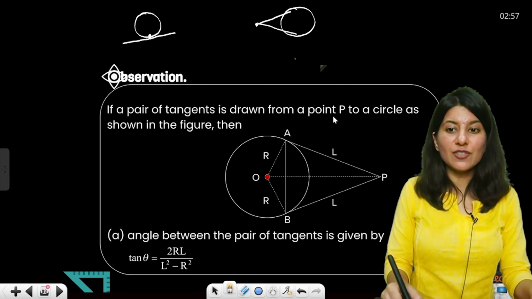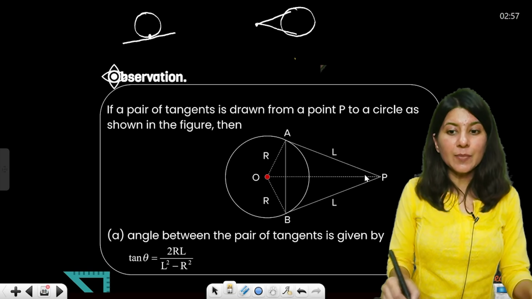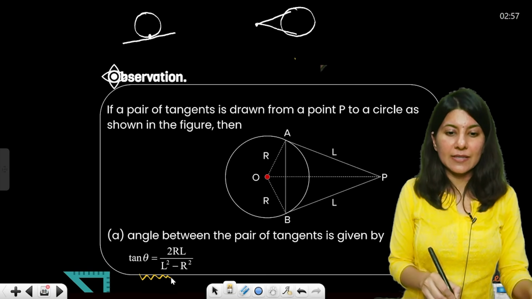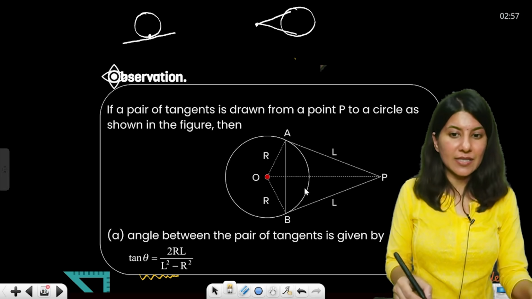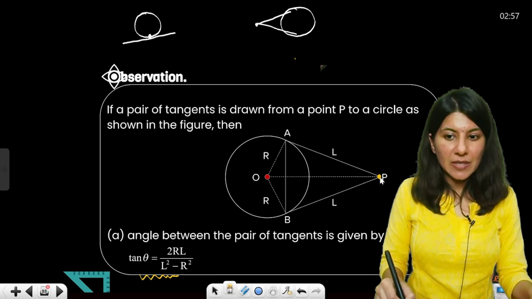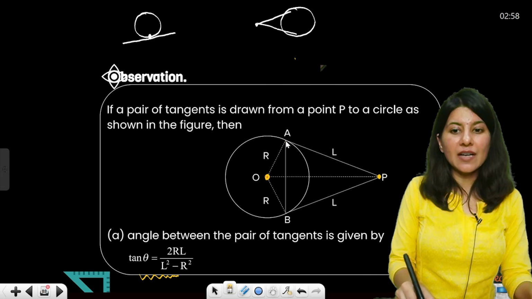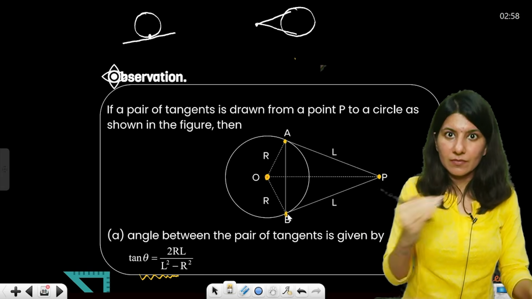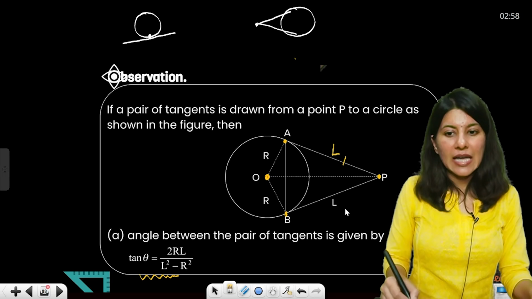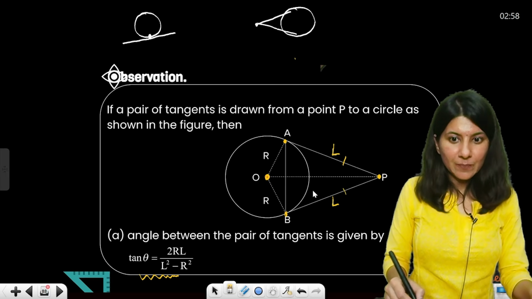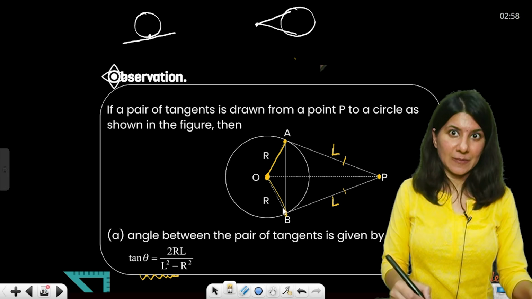Now, if a pair of tangents is drawn from a point P to a circle, then the angle between the pair of tangents is given by this: 2 R L upon L square minus R square, where R is the radius of the circle and L is the length of the tangent. Understand? This is your circle, this is your point P, O is the center. PA and PB are the tangents. A and B are the points of tangency. PA is the length of the tangent, and PB is also the length of the tangent. Both are equal.